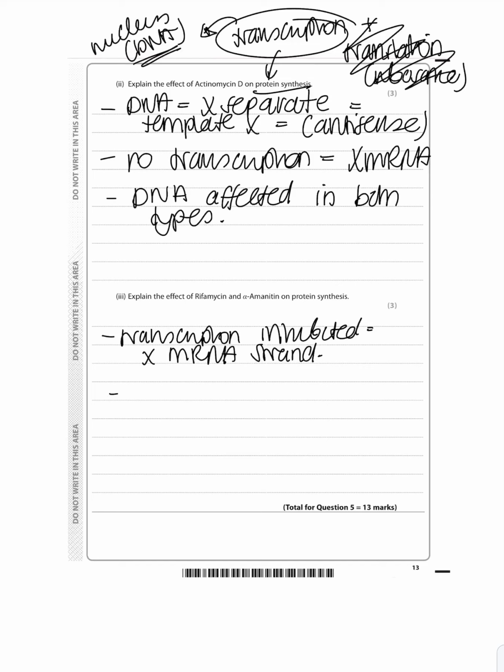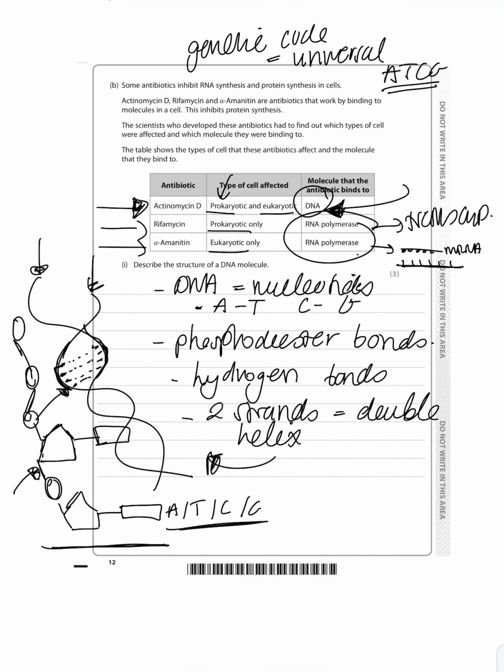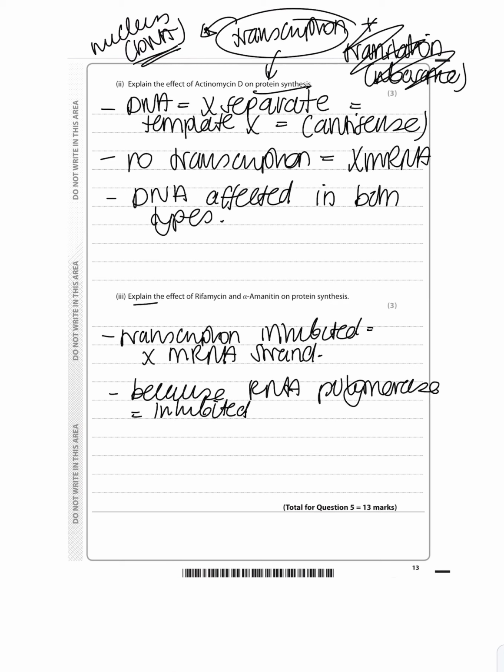Right. Why? Because let's explain it. Because the RNA polymerase is inhibited. So the transcription is inhibited because we said that the antibiotic is going to bind to the RNA polymerase, and that's an enzyme. So the enzyme is inhibited, and so the transcription is inhibited.